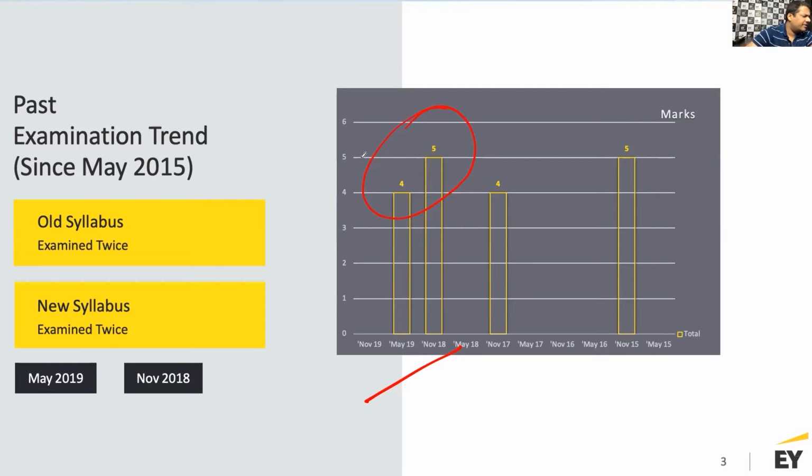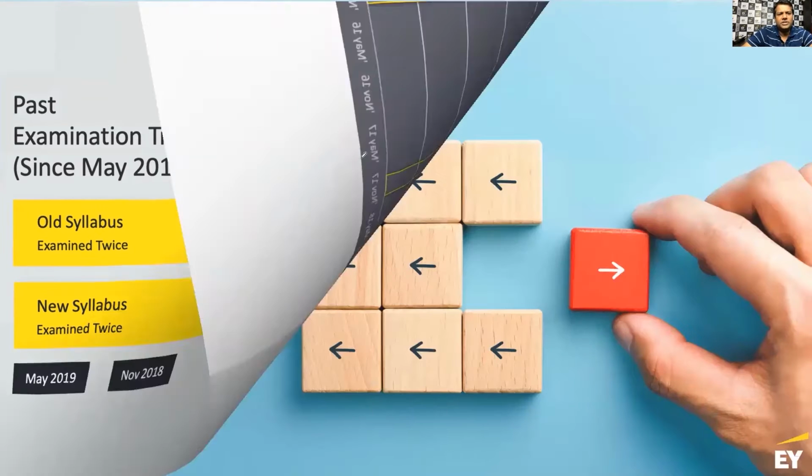So 4 marks in November 19, or 5 marks in November 18, or 4 marks in November 17, or 5 marks in November 15. So I think it's a less complex standard. I must say that it's a less complex standard, and you should be able to very quickly understand the principles around accounting for different types of government grant, and then once you clear in your mind about the principles, you should be able to pick up any question, any situation in relation to government grant, from that perspective.